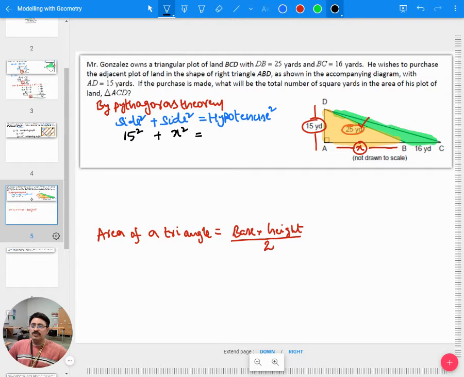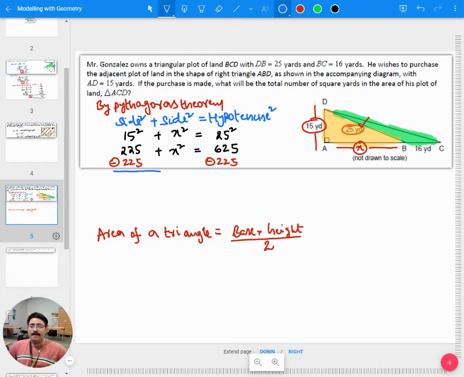And what is hypotenuse? I hope you remember that the side opposite to 90 degrees is known as hypotenuse. Therefore, this is the hypotenuse. I see that it is 25 units. Therefore, 25 square. Now, let's compute what is 15 square. It is 225. If you want, you can make use of calculator. Plus x square equals 25 square. This is 625. Now, subtract 225 in order to isolate x.